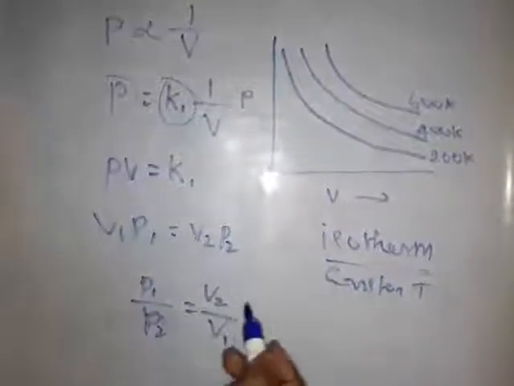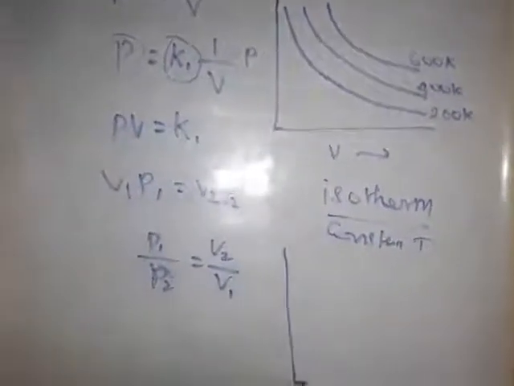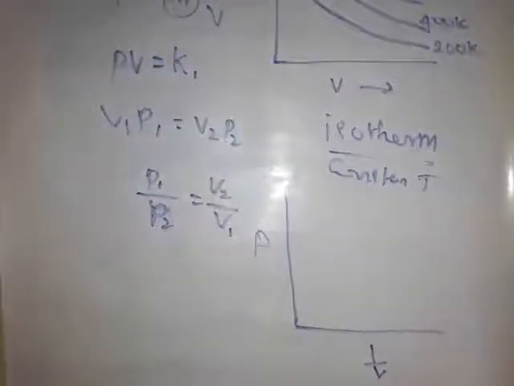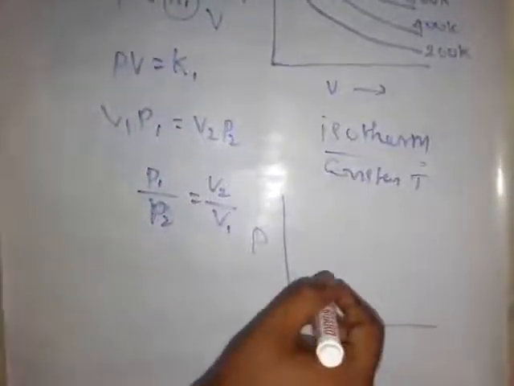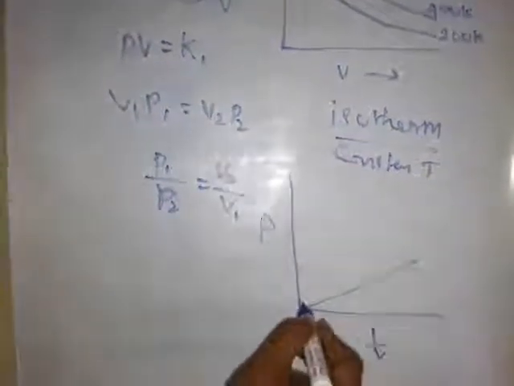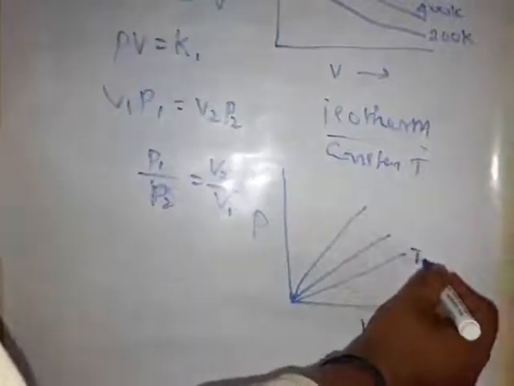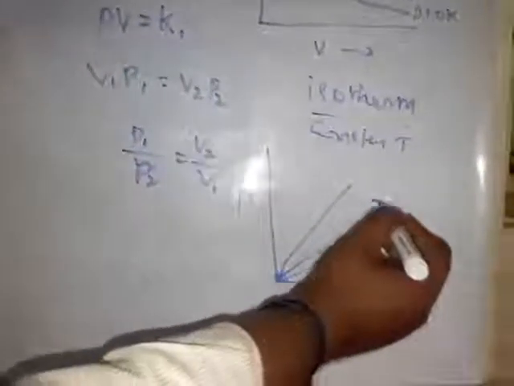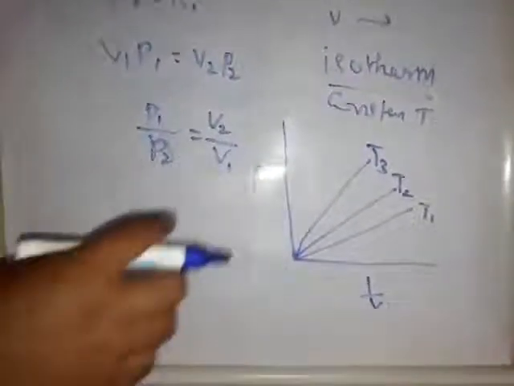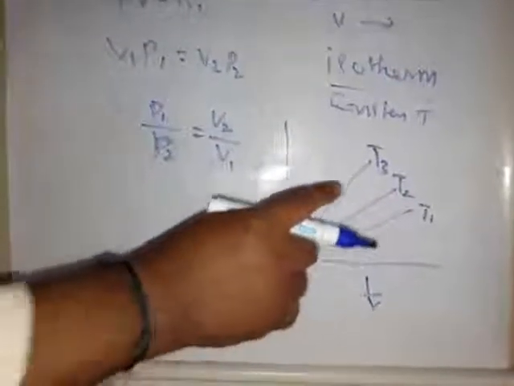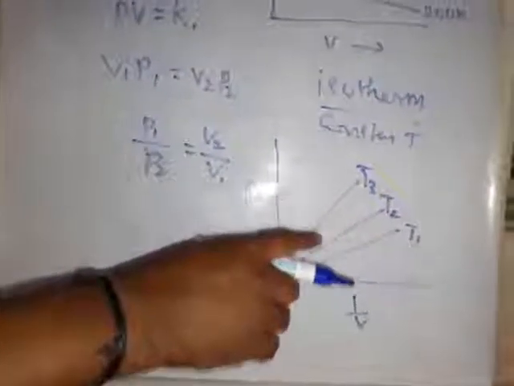Another graphical representation we can give is pressure versus 1 by V, volume. It gives a straight line like this. So here this is T1, T2 and T3. At high pressure, gases deviate from Boyle's law, and under such conditions the straight line is not obtained in the graph.